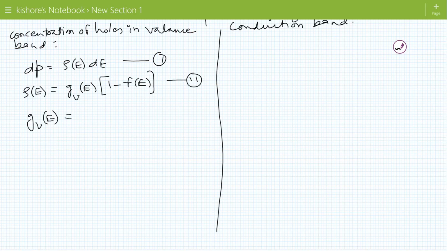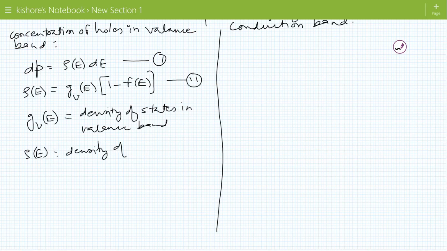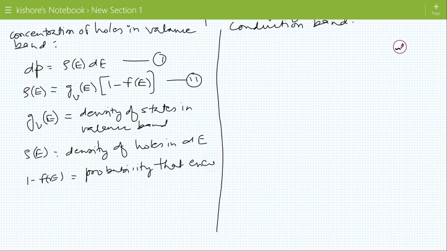rho is density of holes in valence band for energy level del E. G(V) is density of state in valence band, and rho E is density of holes in energy interval del E. 1 minus F(E) gives the probability that energy level E is occupied by holes in valence band.